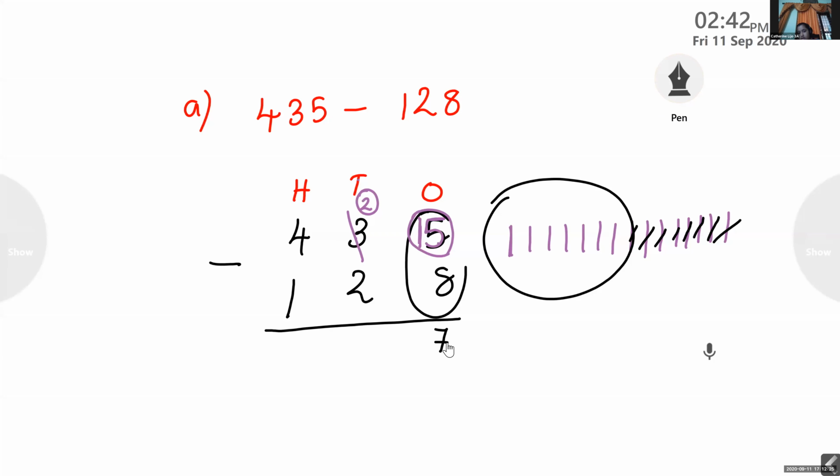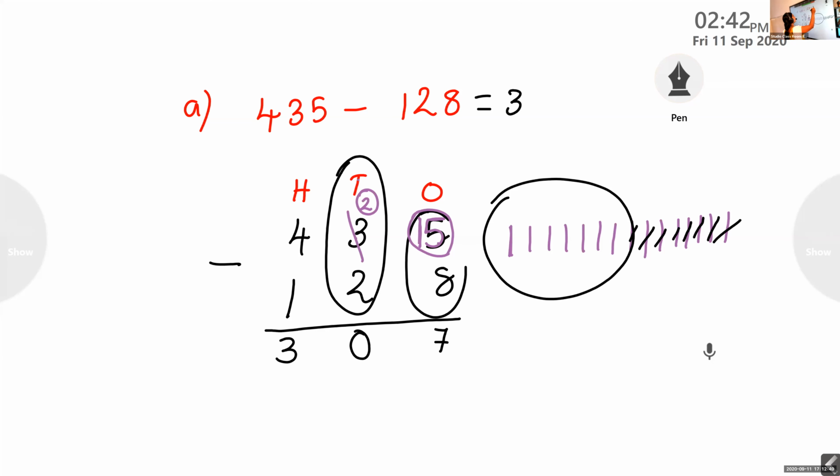Next, in the tens place, what do you have to subtract? 2 minus 2. How much will you get? Equal to 0. Then 4 minus 1 is 3. This is the way we do subtraction with regrouping. Here, 5 was less than 8, so we borrowed from the tens place. Then it becomes 15, and the 3 becomes 2, and we subtracted.